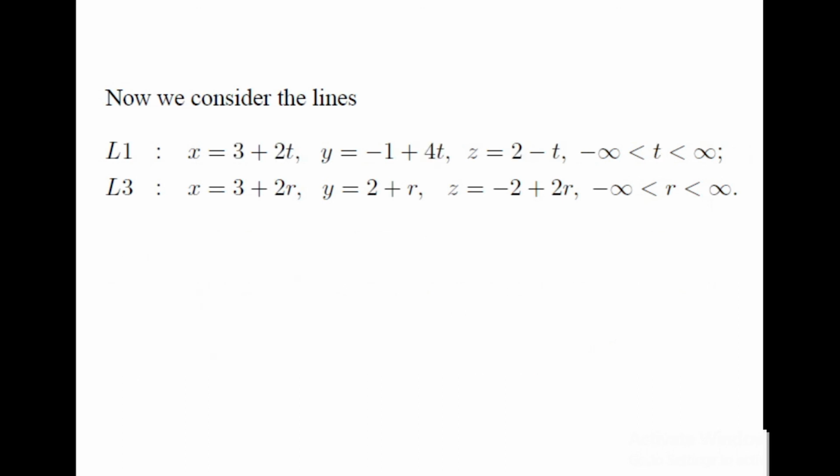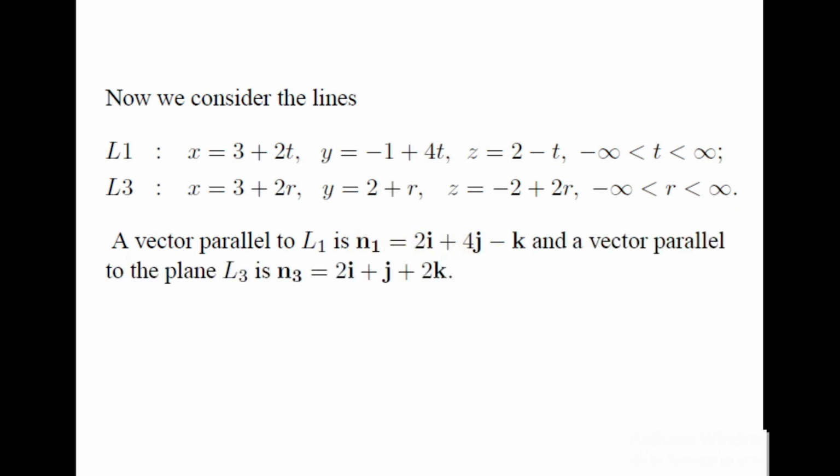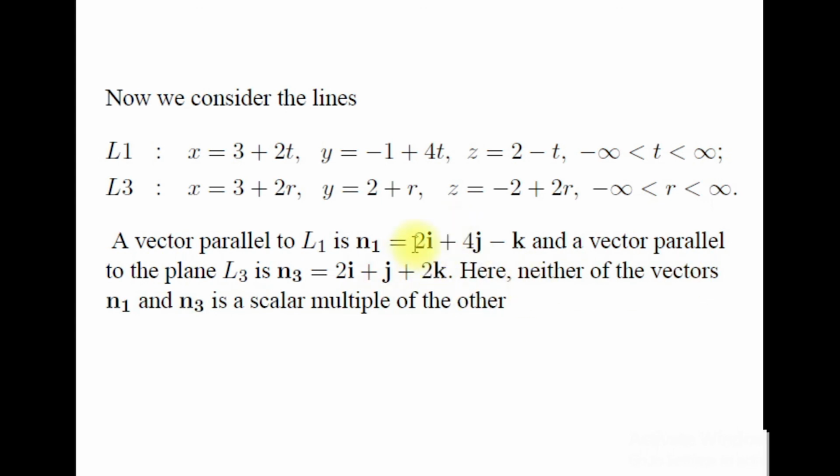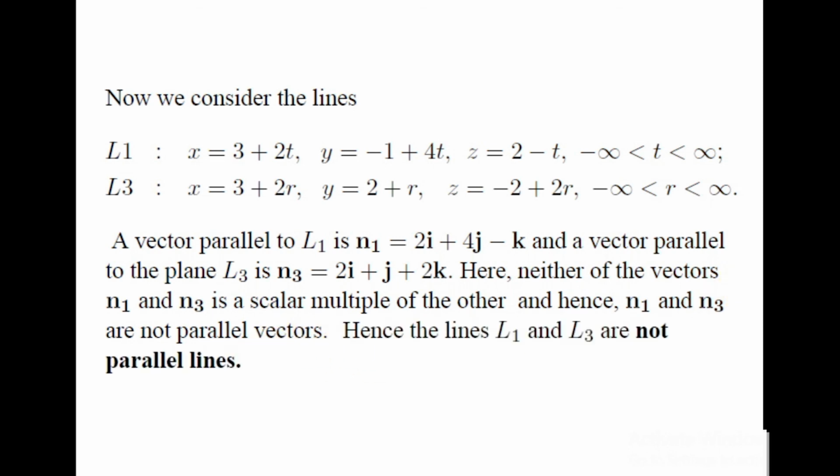So it remains to consider the lines L1 and L3. We have so far obtained that a vector parallel to L1 is n1 = 2i + 4j - k, and a vector parallel to L3 is n3 = 2i + j + 2k, and these two vectors are not a scalar multiple of the other. So neither of the vectors n1 and n3 is a scalar multiple of the other, and hence vectors n1 and n3 are not parallel vectors. So the lines L1 and L3 are not parallel lines.